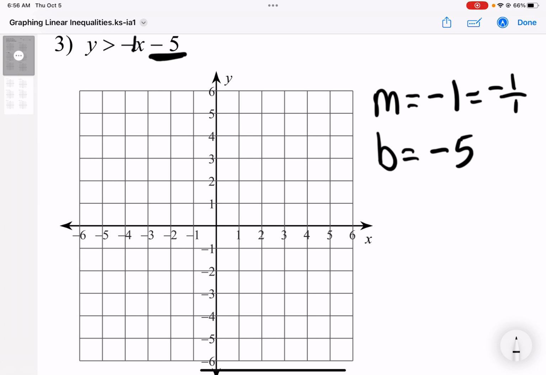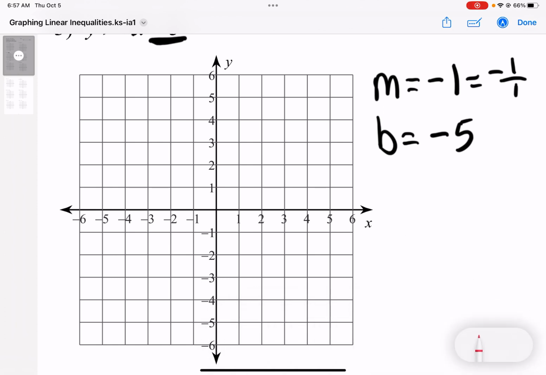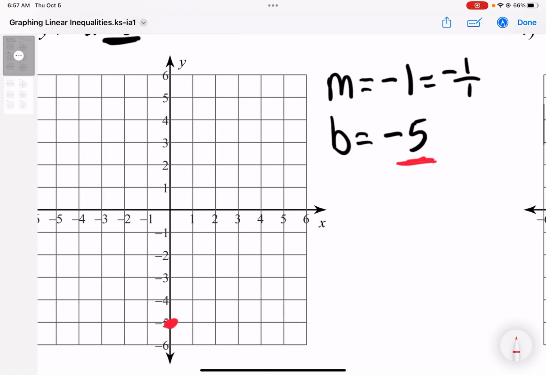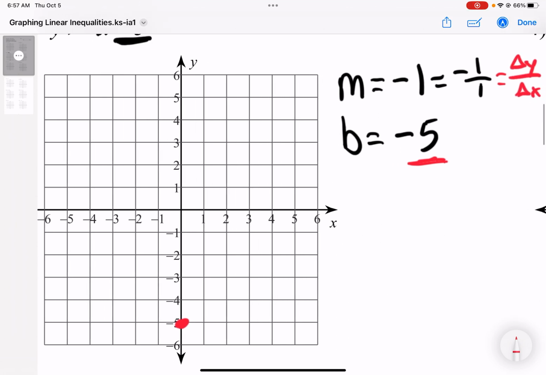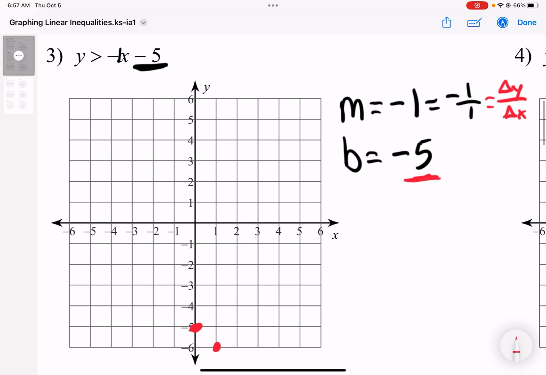And so now I can graph this. I'm going to put my first point here on negative 5. All right. And my second point, well, my rise over run here, or my change in y over the change in x, I go down 1 over 1. And I'm only, given the space I have here, able to do 1.